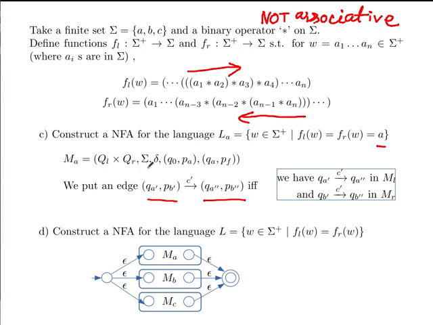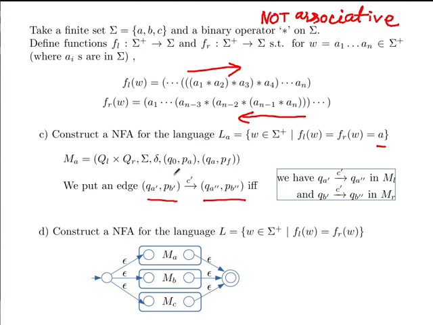So this is actually a transition between these things, a pair of states to a pair of states. We put an edge here if we have the corresponding edges from here to here and here to here. So this is running everything together.